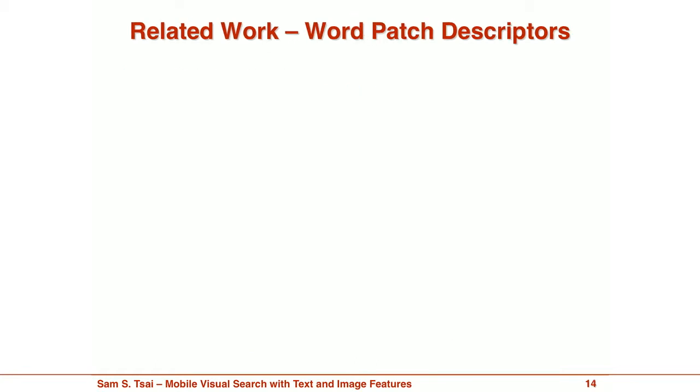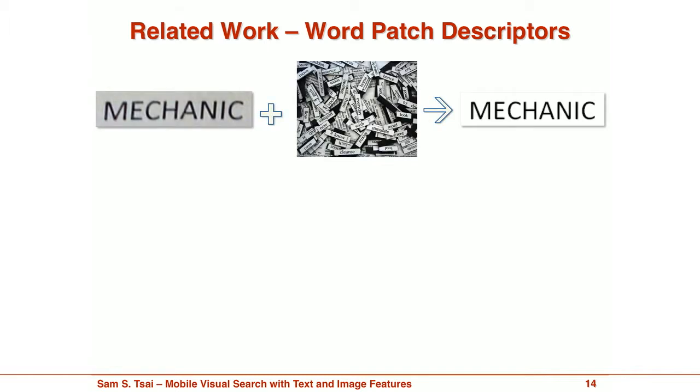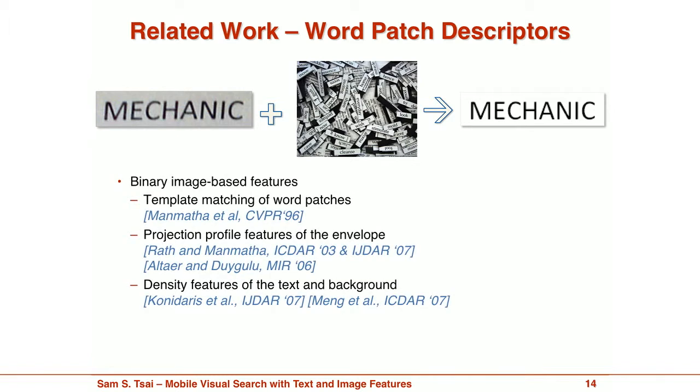The second block we need is the word patch descriptors. Word patch descriptors try to solve the following problem. Given a query word patch and a database of word patches, we want to find a word patch from the database that matches the query word patch. The idea was proposed in 1996 by Manmatha as an alternative solution to character recognition. He coined the term word spotting.